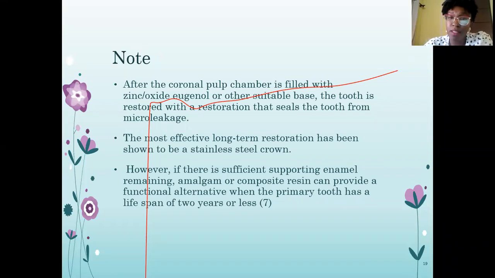In cases where there's sufficient supporting enamel, you can place an amalgam or a composite resin, and this will provide a functional alternative. But this is when the primary tooth has a lifespan of 2 years or less. If you have a 4-year-old, a D and E, place a stainless steel crown.